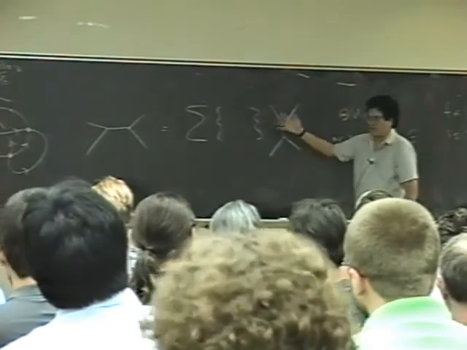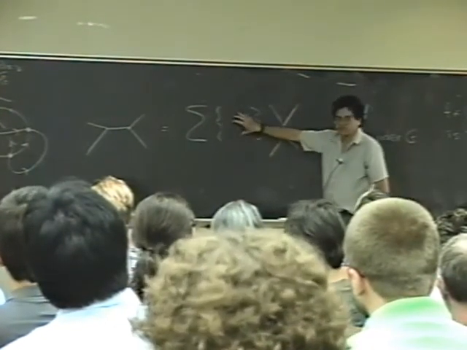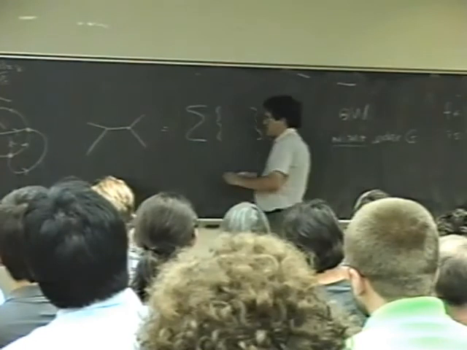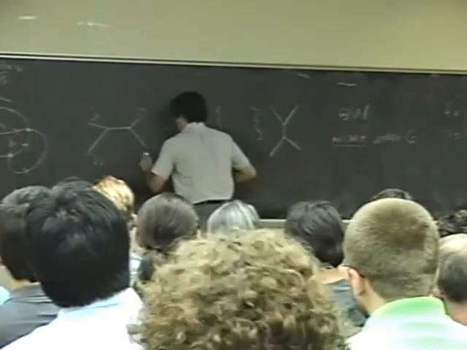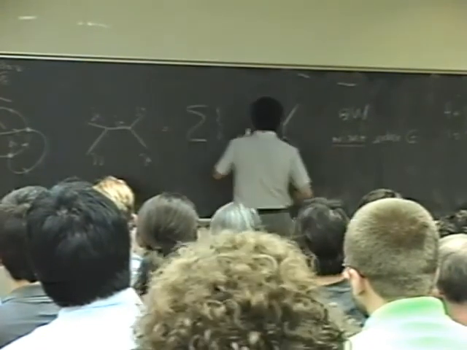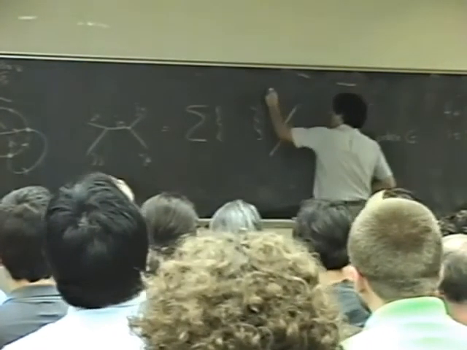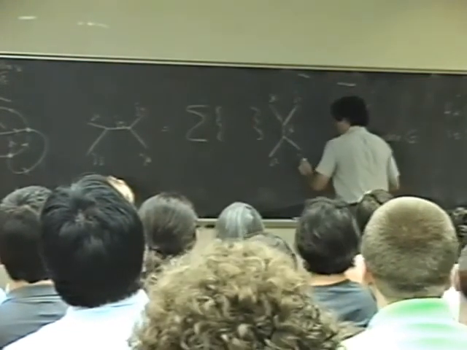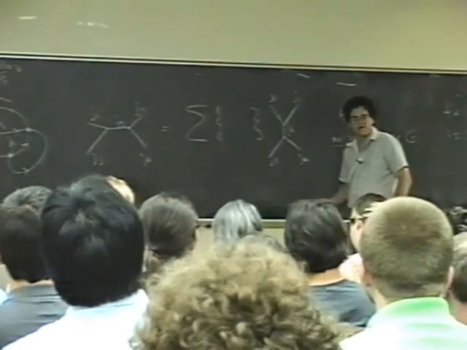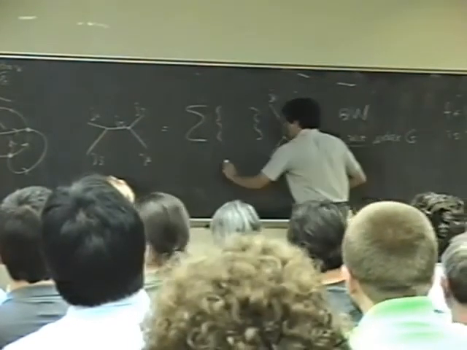These coefficients are called the 6J symbols because you really need to have six spins labeling the whole picture. So it depends on all of those. I won't bother writing them in because I'll write them in the wrong order. But anyway, those are called the 6J symbols.